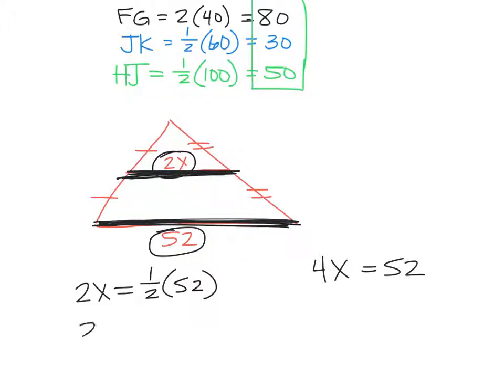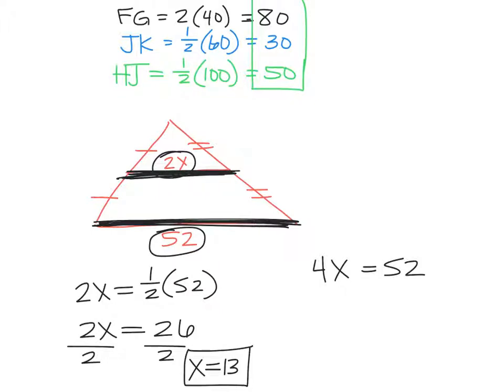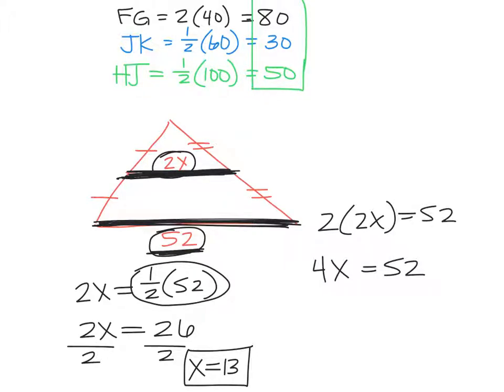So if we do that, one sec, Cameron, 2x equals 26 here, right? Half of 52 is 26, and then divide by 2. So x would be 13. I cut 52 in half, half of the long line, right? Or if we did it the other way, if we multiplied this top one by 2, so 2 times 2x equals 52 is 4x equals 52. If we divide by 4, 52 divided by 4 is 13.